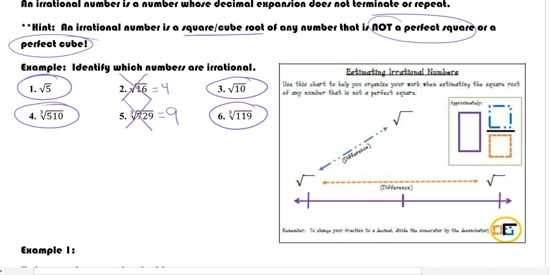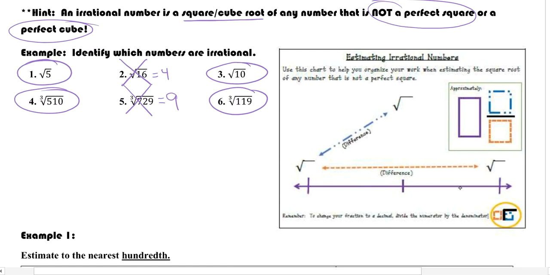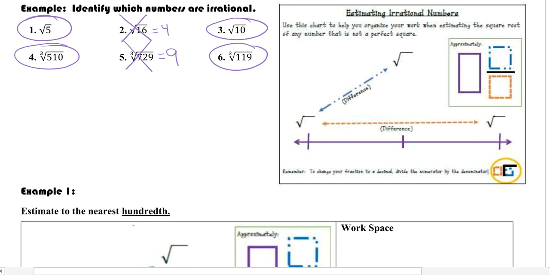To estimate irrational numbers, we can use this colorful little chart that I have set up here. This is actually something that I had just learned how to do a couple years ago. I saw it laid out this way, and I really enjoyed it because I think it makes it pretty foolproof as long as you follow the steps step by step. So the first thing we are going to do, using our first example, is the square root of 5.